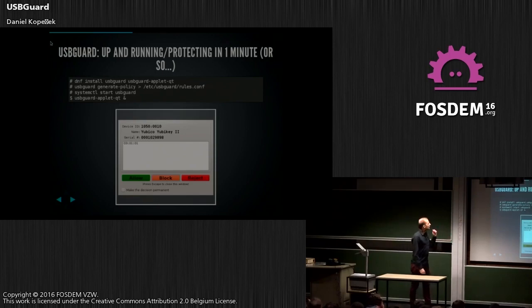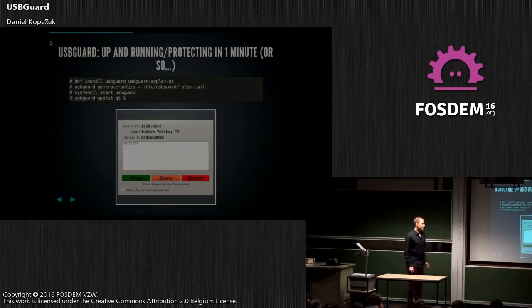If some other device that is not known to the policy or to USB guard is connected, and if you run the applet, then you get a notification: okay, there is a new device, it has these interfaces, would you want to allow it or not? Or do you want to reject it?